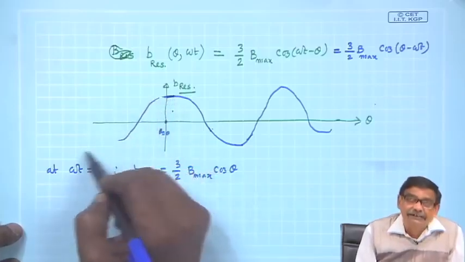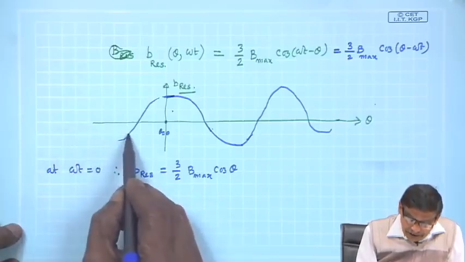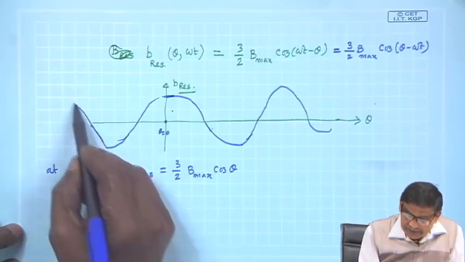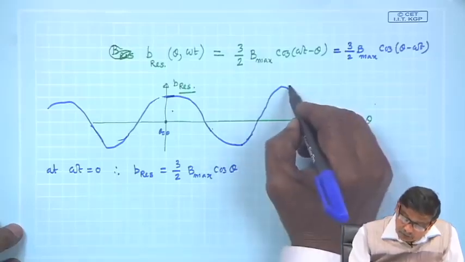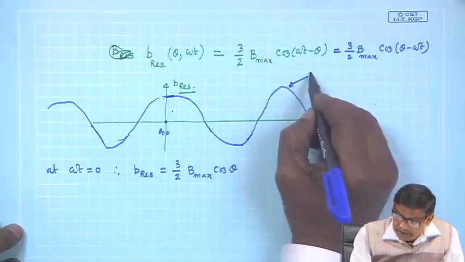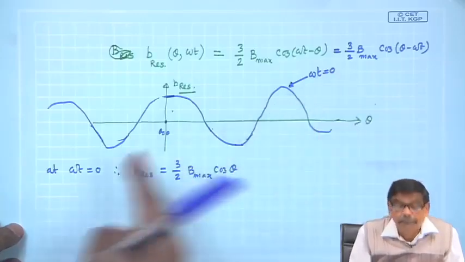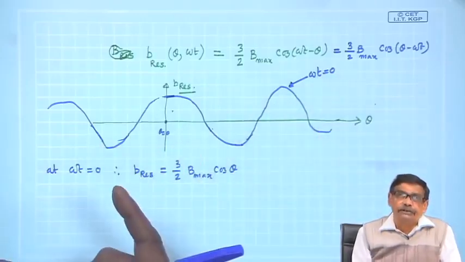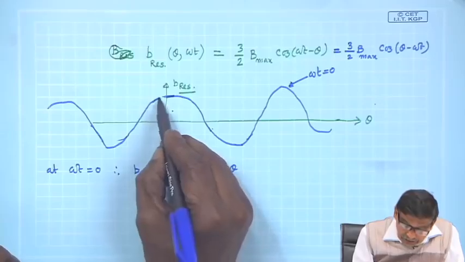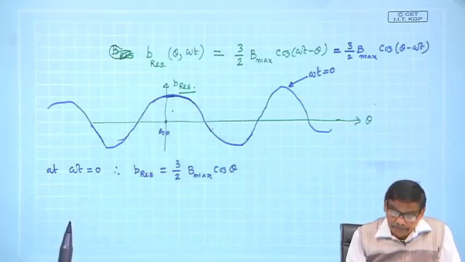You must understand these things, because it is a rotating machine, both sides it is there. So, with this curve I will attach a rider that it is at omega t equal to 0 I am talking about, the distribution of the machine, which is cosine, will be like this.